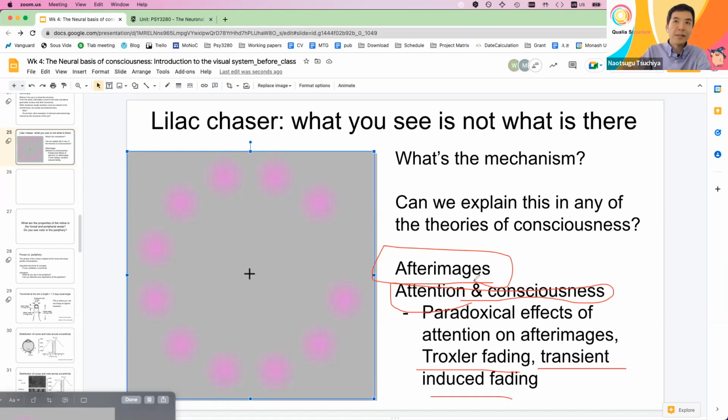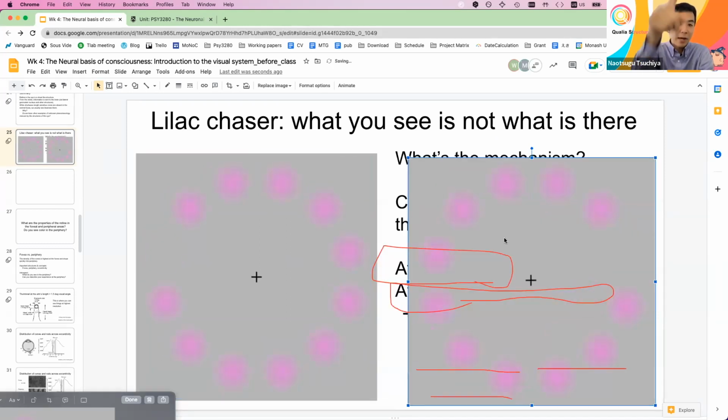And the result of these three components makes this quite a striking phenomenon of lilac chaser. And probably there is also a further unknown mechanism to it, but that's the state of the knowledge that I have about this. Does it make sense better?